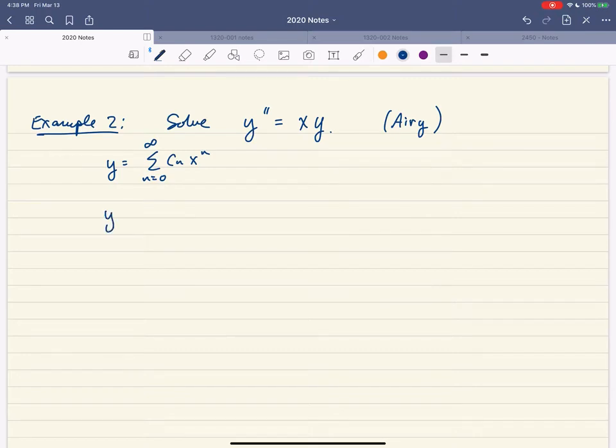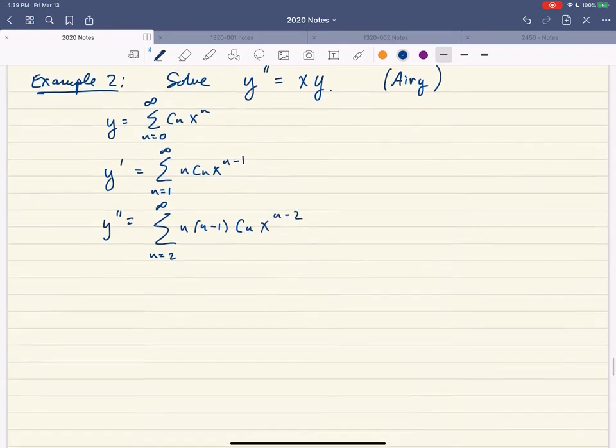That means that y prime is going to be the sum from n equals 0 to infinity, n c sub n x to the n minus 1. Actually, I really want this sum to start at 1. And y double prime is going to be the sum from n equals 2 to infinity of n times n minus 1 c sub n x to the n minus 2.